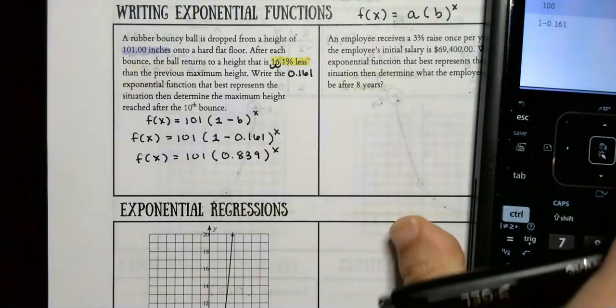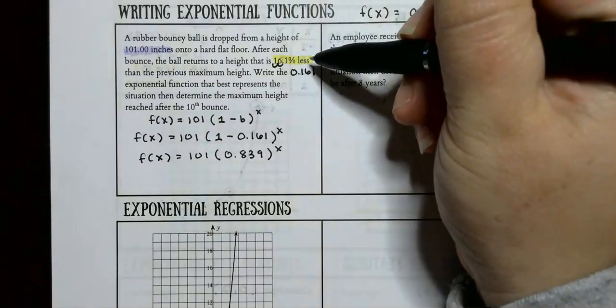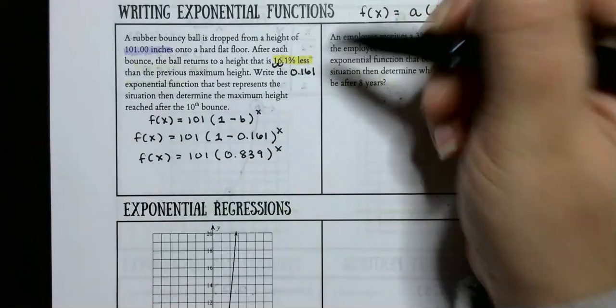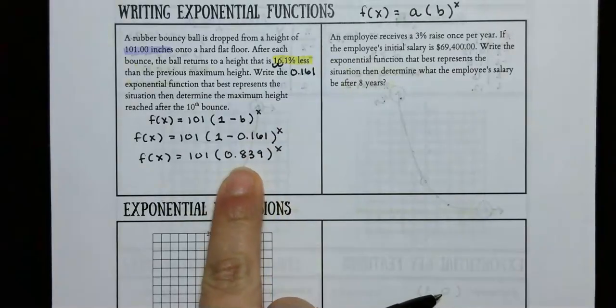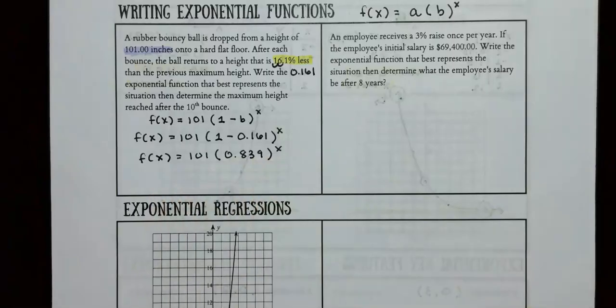And so this actually matches up to everything we said. We know it is a decay problem because of the word less. So that tells us it's decreasing. And if I look at the equation, we know that the number inside the parentheses, or b value, is a number between 0 and 1. So that also matches up with what we know about a decay function. And then from here, we can just figure out what they're asking us for.